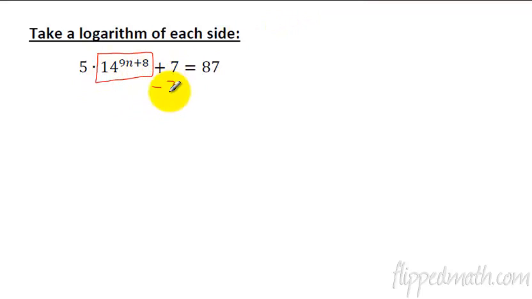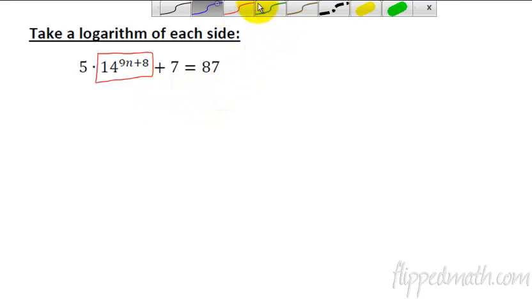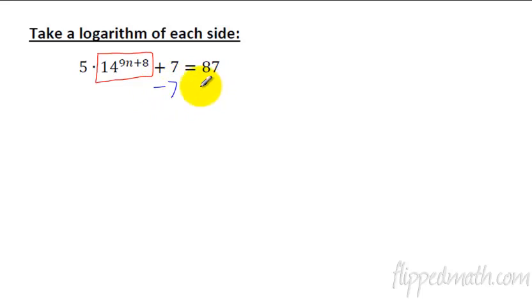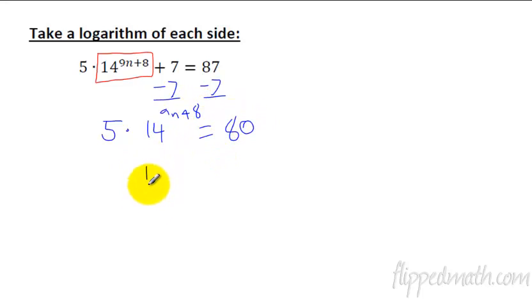So the first step is going to be to subtract 7, and let's change this. I'm being a little bit dumb here, but I like to keep my colors different. Subtract 7, we get 5 times 14 raised to the 9n plus 8 equals 80. And then divide both sides by 5, and you get 14 raised to the 9n plus 8 equals, uh-oh, what's 80 divided by 5? Adriana, what's 80 divided by 5? Okay, 16, thank you. 16.